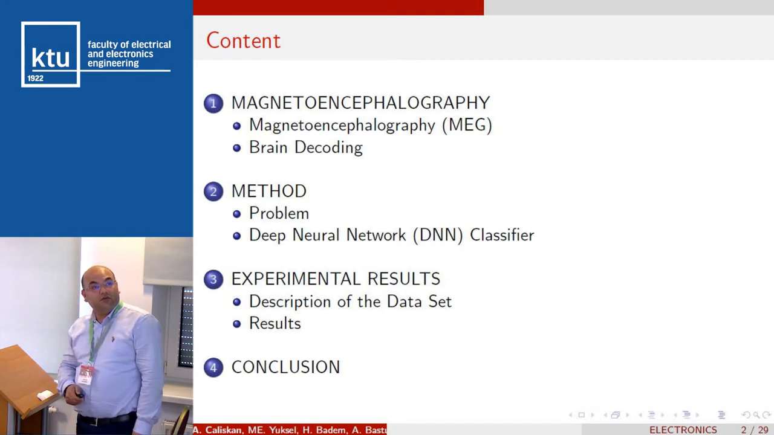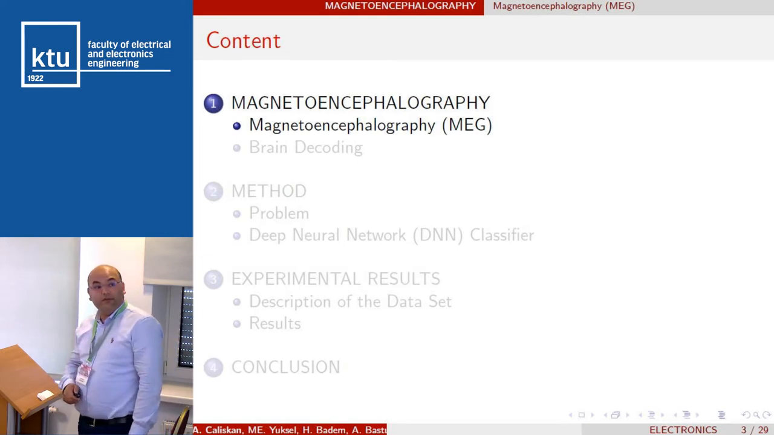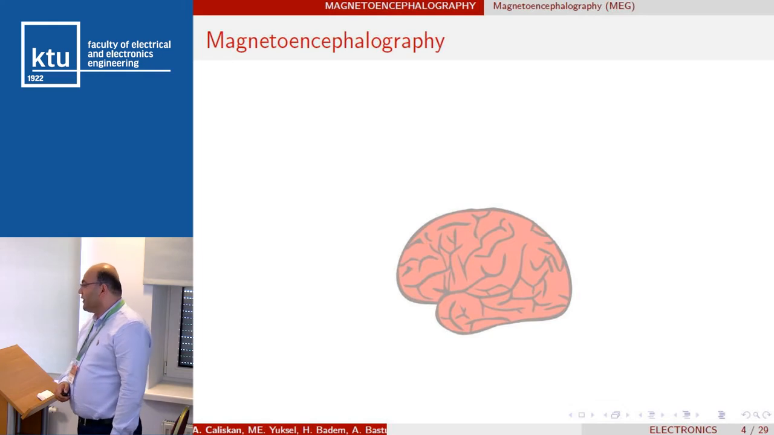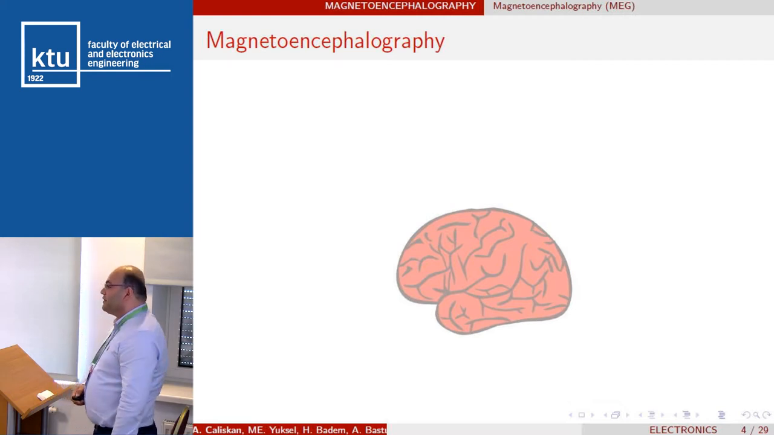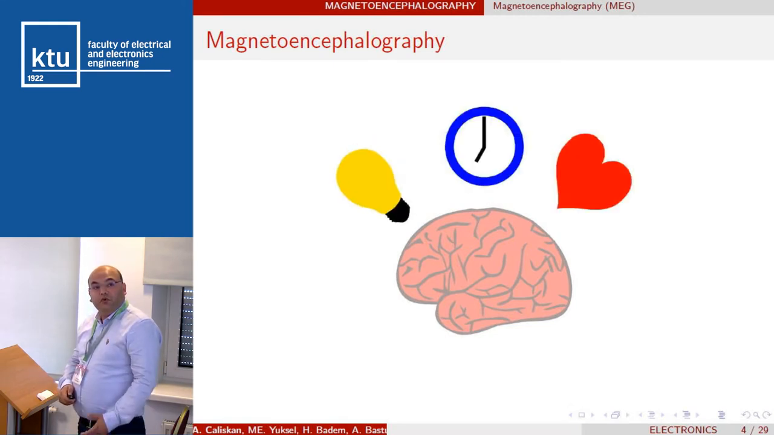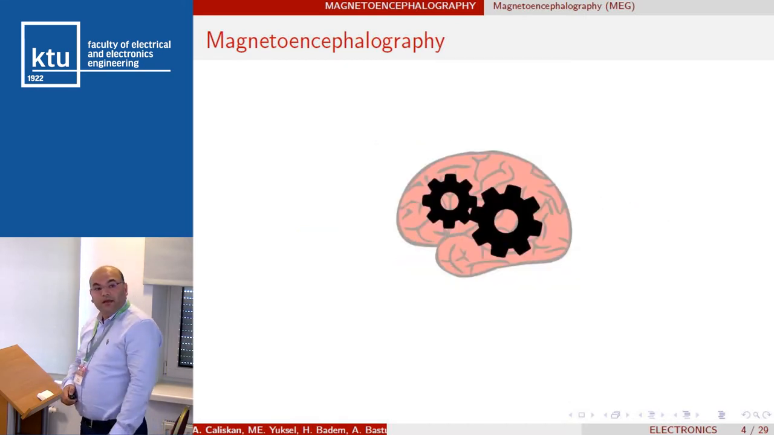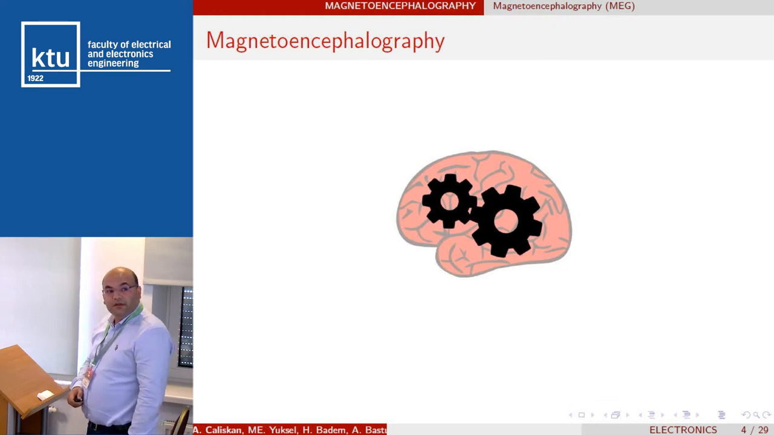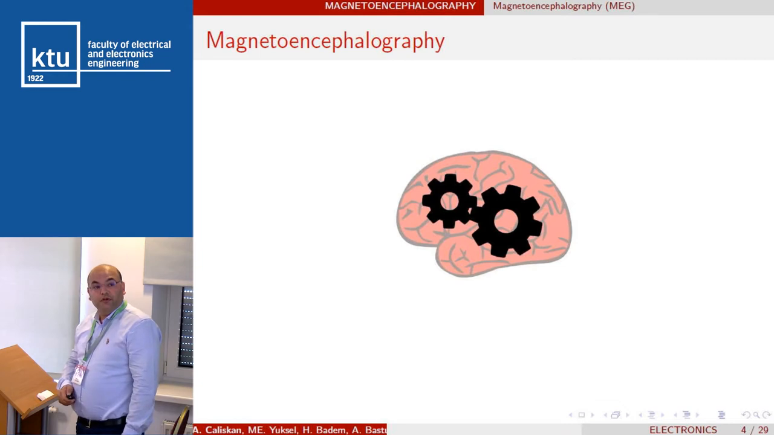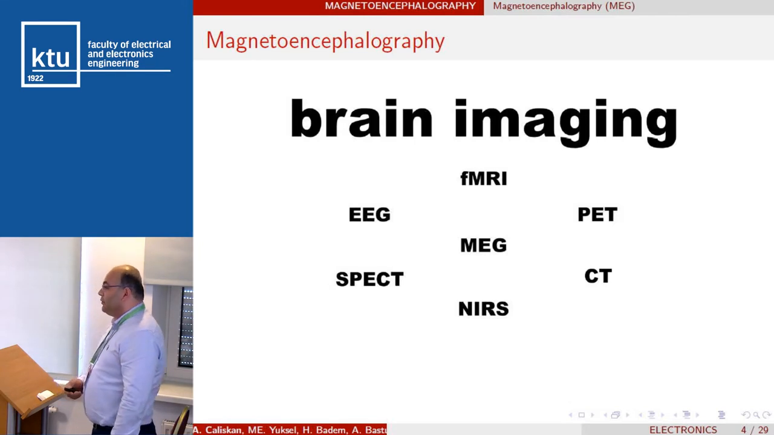So, as I mentioned, the first thing is about MEG signals and magnetoencephalography. MEG signals are produced by the brain. As you know, the brain is a very powerful and very complex organ which makes us human beings. It is responsible for our thoughts, our feelings, our memory, our perception, and everything else that happens. And therefore, it is great to know how it works. So there exist several brain imaging techniques to understand how it works.